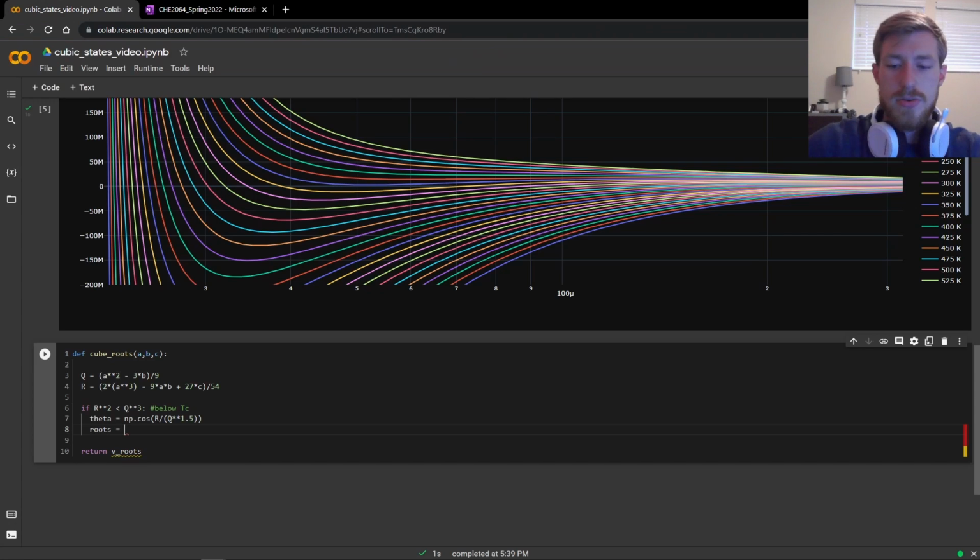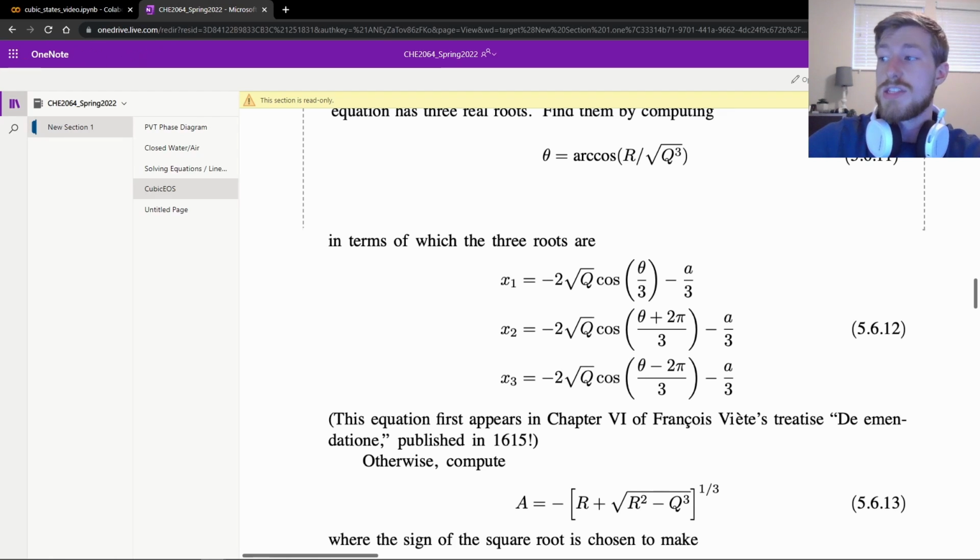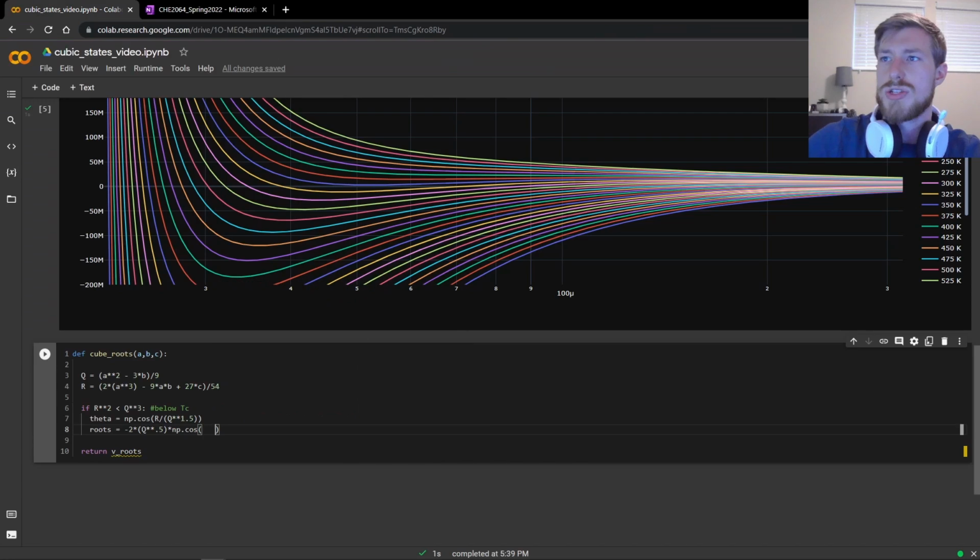So it's negative 2 times Q to the 1/2 power, square root of Q, times NP dot cosine. The cosine of each of these 3 is different, so we'll leave it blank for now, and then we'll just subtract a divided by 3. So what exactly can we put into this cosine so that what we get out is all 3 roots?